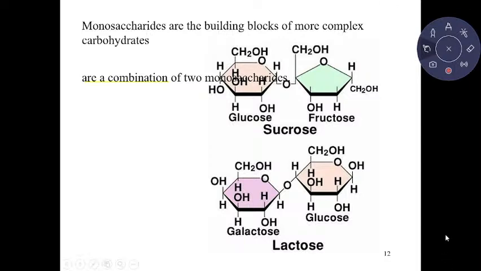They'll ask in some options: sucrose subunits are glucose fructose, or glucose galactose, or glucose glucose. So we need to choose the right option. Glucose and fructose combine to always form sucrose, and galactose and glucose combine to form lactose. You have to know all that structure. Okay.